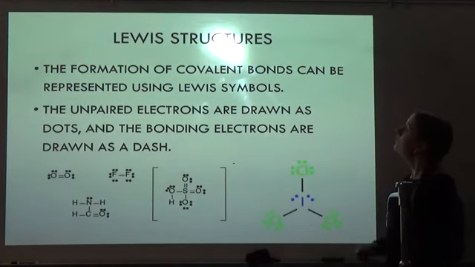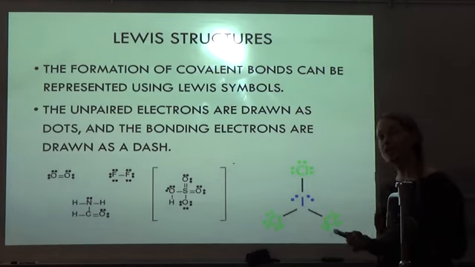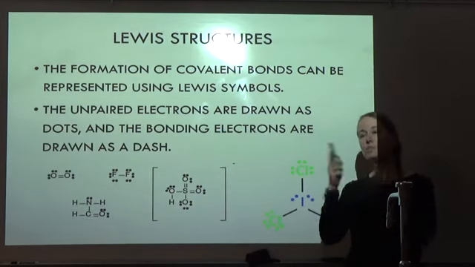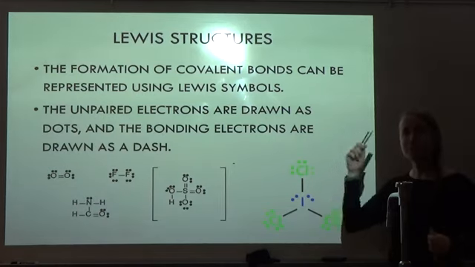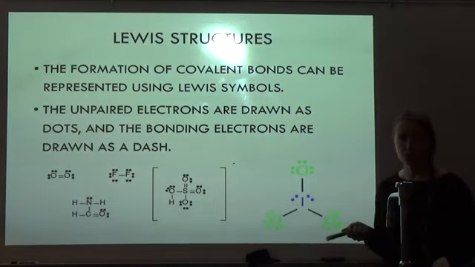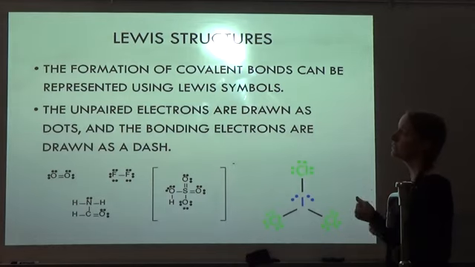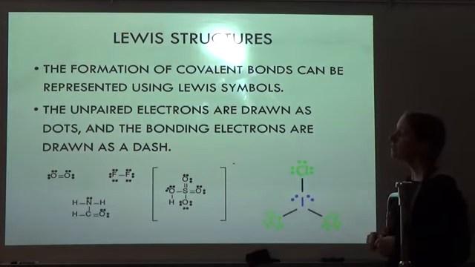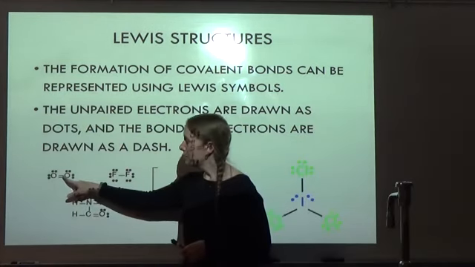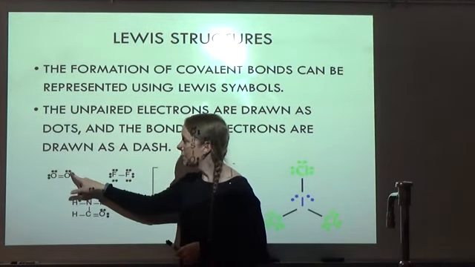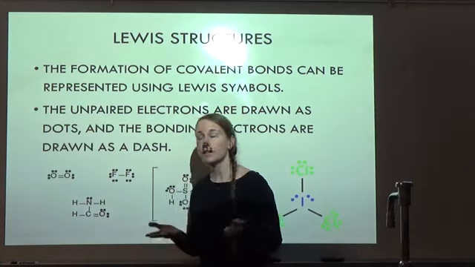So the formation of covalent bonds can be represented using Lewis symbols. So for ionic compounds, we can represent the formula unit just by writing the formula and crossing our charges. But for covalent bonds, Lewis structures are necessary to show the sharing of electrons. So the unpaired electrons are drawn as dots, the bonding electrons are drawn as a dash. Okay, so the dashes are bonds, the lone pairs or unshared electrons are dots.